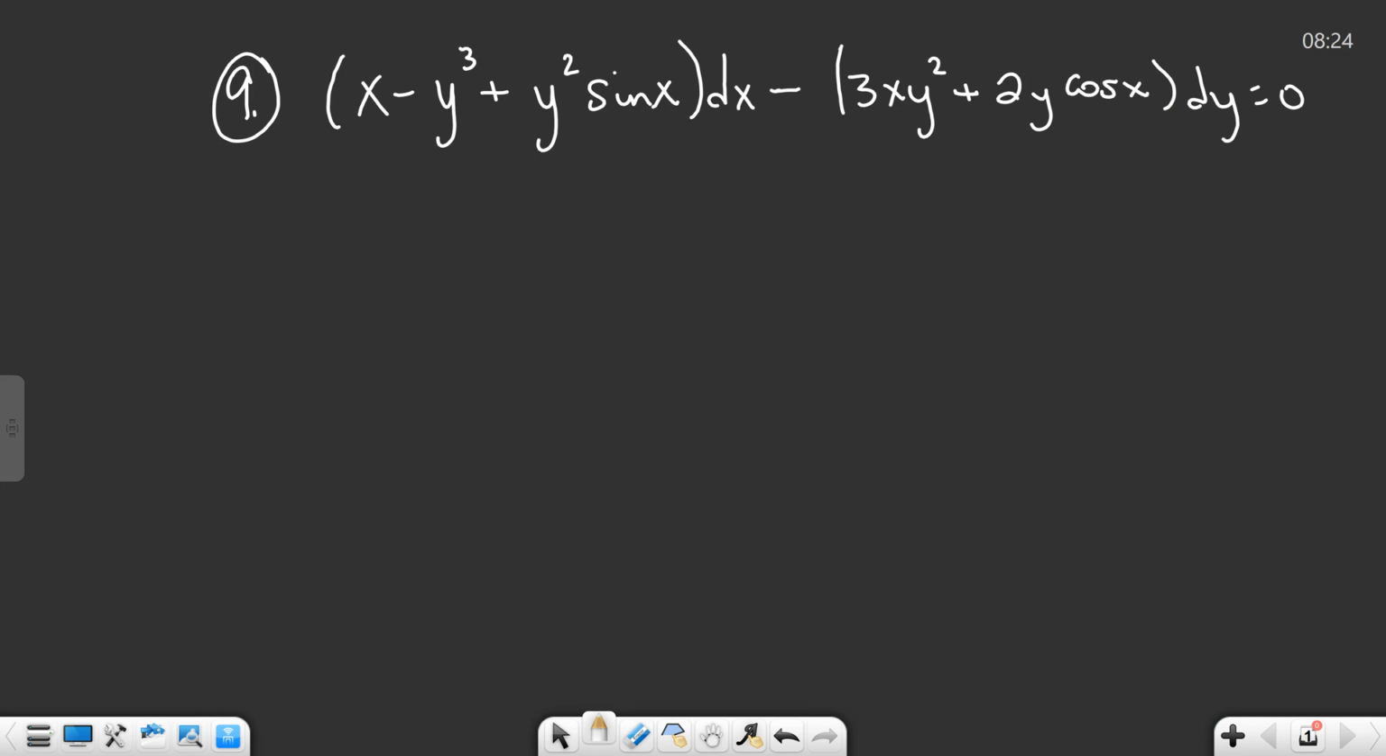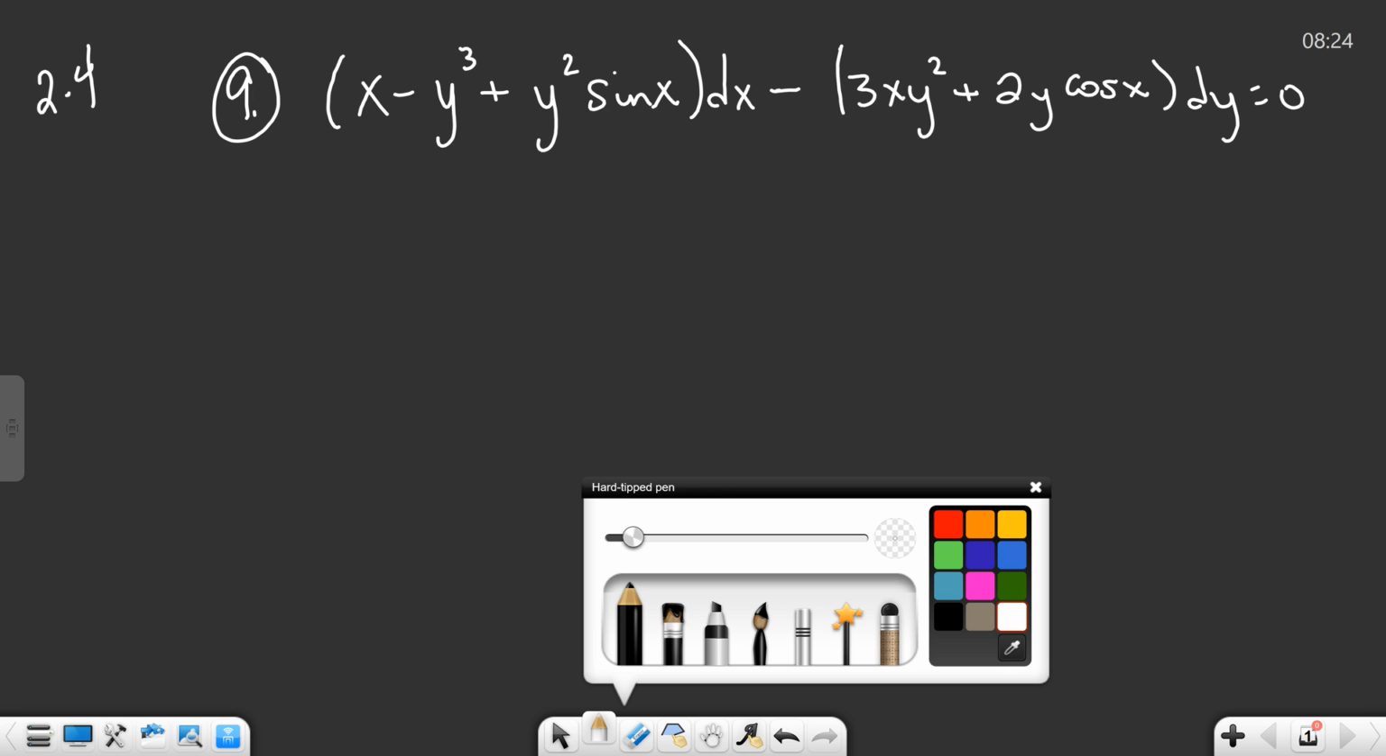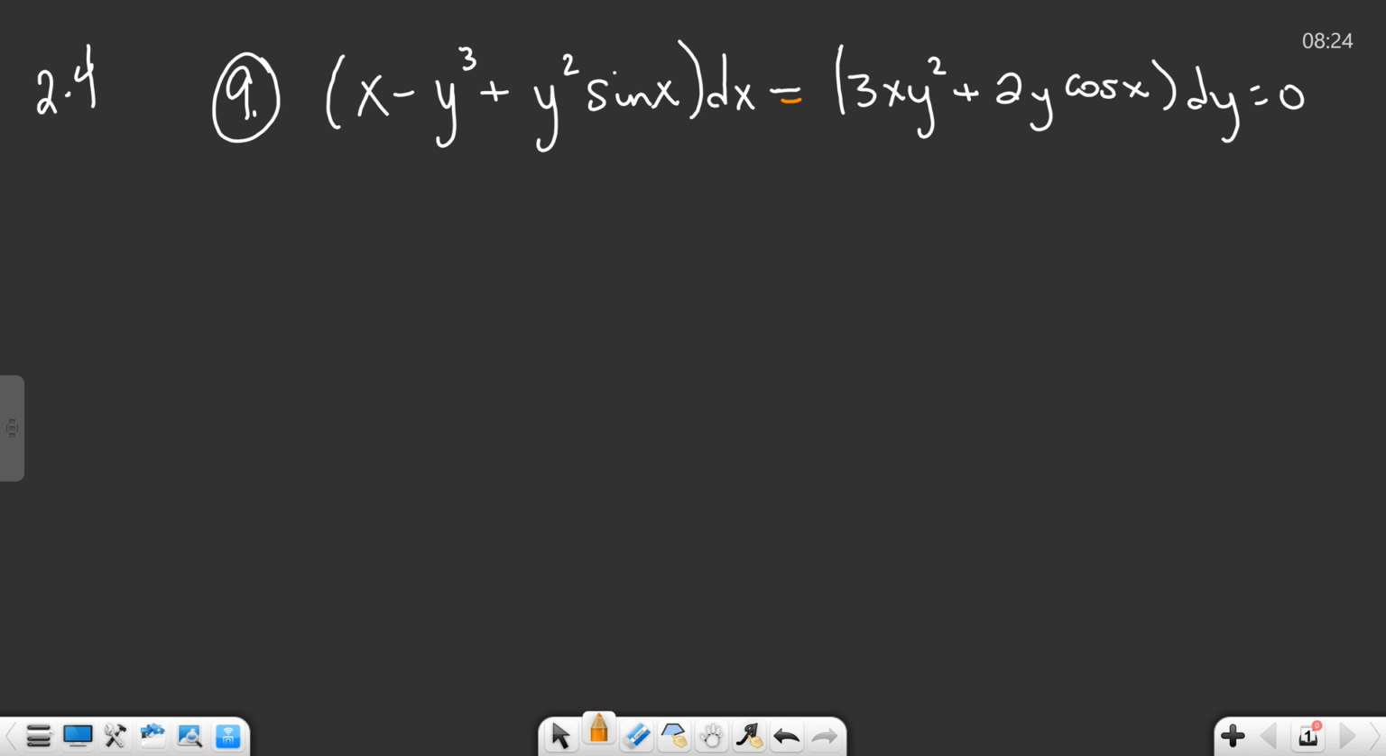All right, here's a problem from that section 2.4 homework. I believe this is number 9. The original problem, I think, had an equal sign right here, but I manipulated the equation, so I moved it over here to get it in our M and N format.